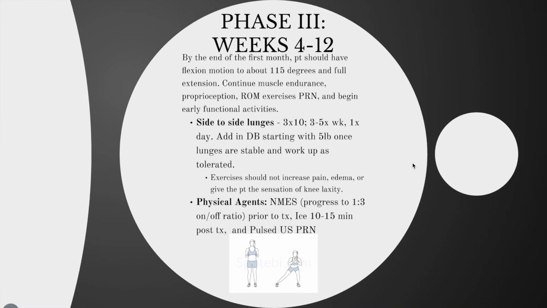So phase 3, weeks 4 to 12. So by the end of the first month, the patient should have their flexion to about 115 degrees and have full extension. You would continue muscle endurance, proprioception, range of motion as needed, and begin early functional activities.